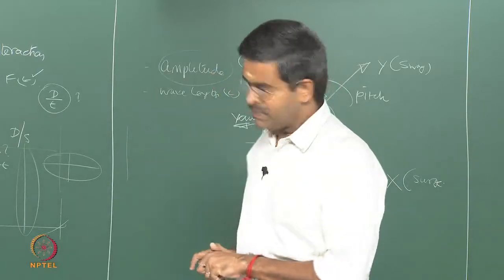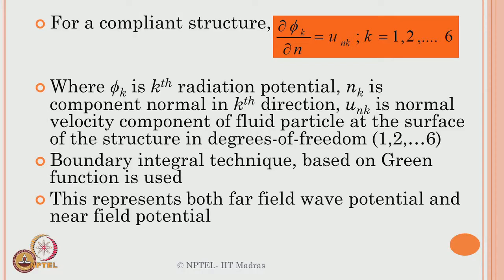So, we say that phi k will be the radiation potential of the kth value, where n k is a component of the normal in the kth direction, and u n k of course is the normal velocity component of the fluid particle at the surface of the structure, where k refers to the degrees of freedom varying from 1 to 6.